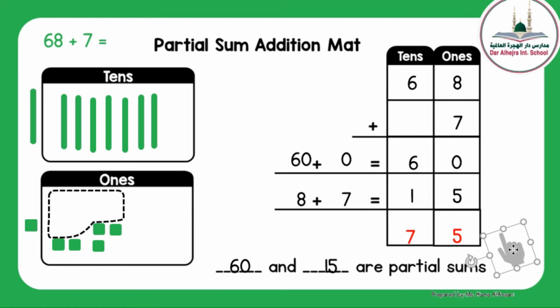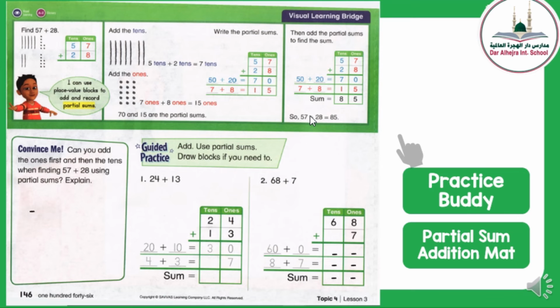This is how we can add two-digit numbers using the partial sums. We add the tens first and then the ones to get our partial sums, and in the second step we add these partial sums together into a final sum. Let's go back to this page. We have solved these two equations.